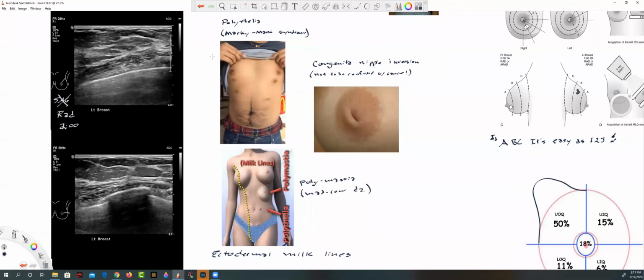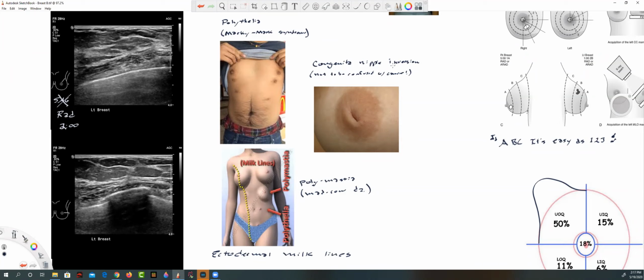Polythelia, otherwise known as Marky Mark syndrome or Mark Wahlberg syndrome, because he has an extra nipple, is not terribly uncommon. And this guy, let's see, 2, 4, 6 nipples. Looks like I don't see any more, but he has these ectodermal milk lines. You could have extra nipples all the way from the armpit all the way down to the groin. And then if you do that, you could have a litter of children, which is nice. So if you want puppies.